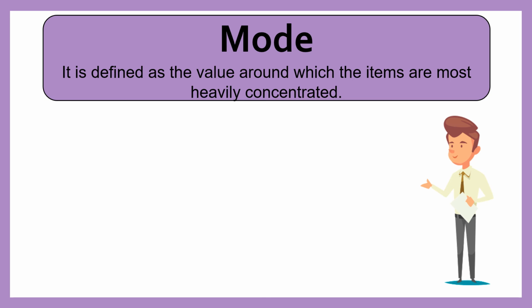Mode. Mode is an average of position. It is defined as the value around which the items are most heavily concentrated. In short, it is the value which occurs the maximum number of times, or against which the maximum frequency clusters.